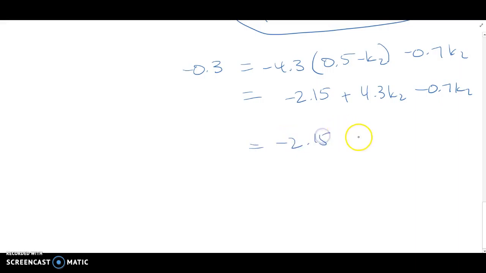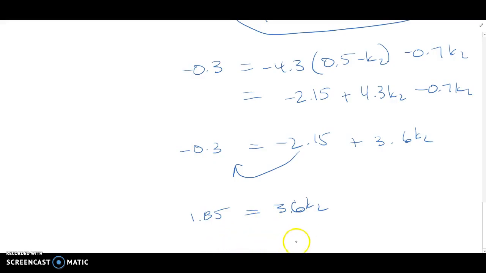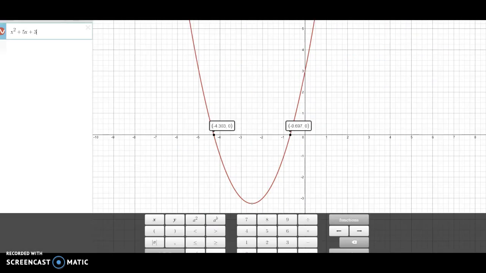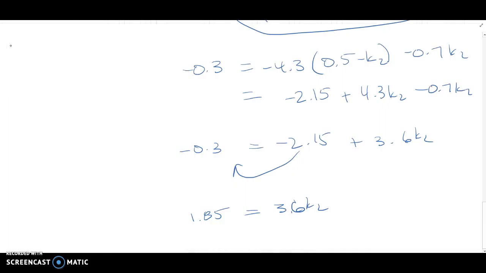So I have negative 2.15 plus 3.6 k2 equals negative 0.3, and I can move the 2.15 to the other side, and I get 1.85 positive equals 3.6 k2. I can divide both sides by that value, and I can actually use decimals to find this for me. 1.85 divided by 3.6, and I should get an answer which is about 0.5, so we'll go ahead and round it. So k2 is about 0.5. There I have my coefficient.